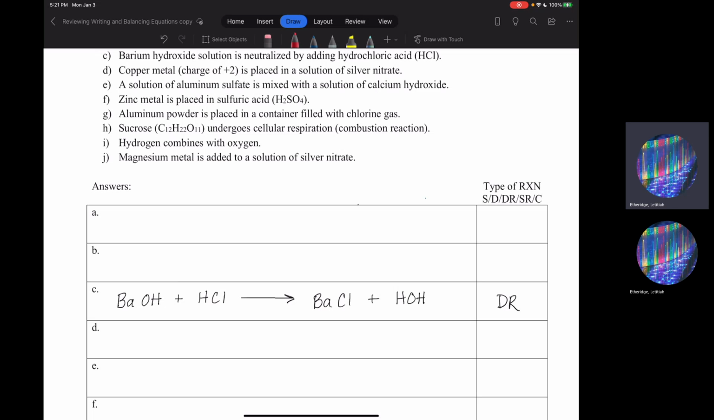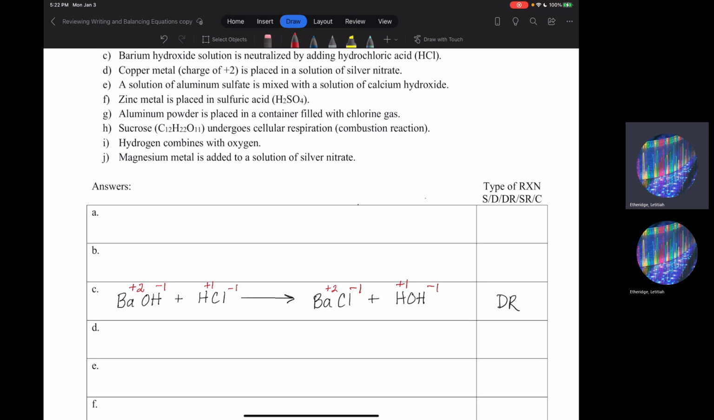Barium is going to be an alkaline earth metal. That means that the charge is going to be +2. Hydroxide, if you take a look at your polyatomic ion sheet, is going to be -1. Hydrochloric acid, hydrogen is going to be +1. And then we have chlorine is a halogen. It's going to be -1. Same thing, barium's charge doesn't change because it's on the other side. Same thing with chlorine. And now we have hydrogen, which is +1. And then hydroxide, once again, that is -1.